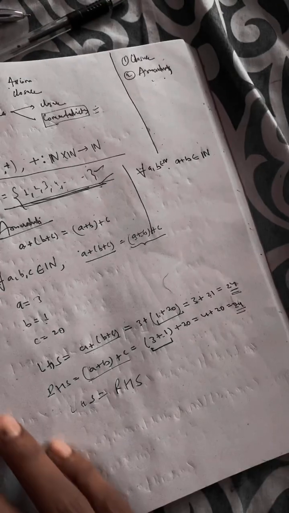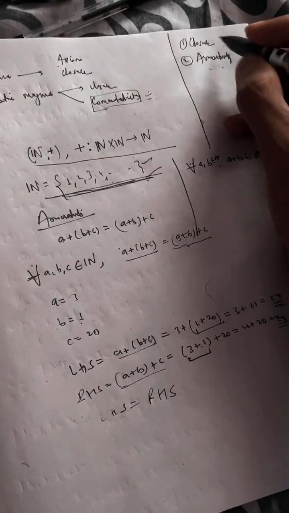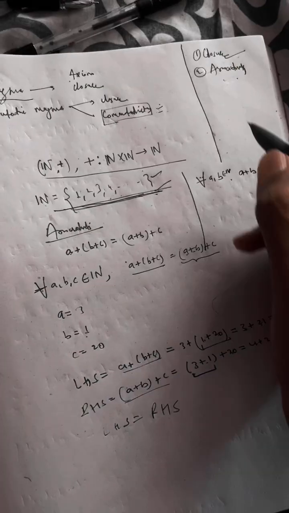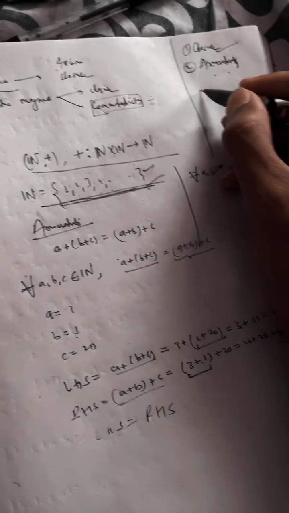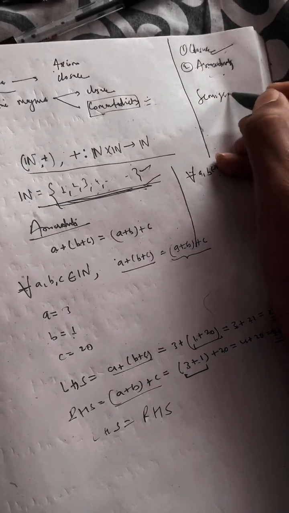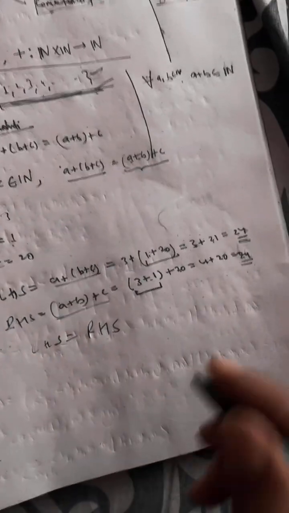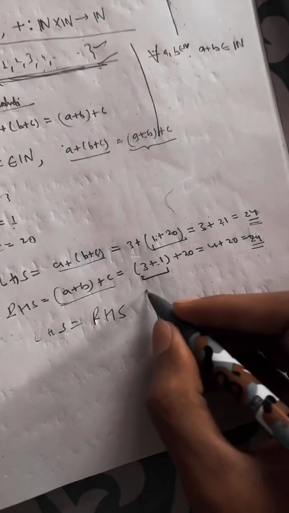So what happens? When an algebraic structure satisfies only closure, it is called a magma. But when it satisfies both closure plus associativity, it has a name called semigroup. Semigroup. So what we got? We have now this.